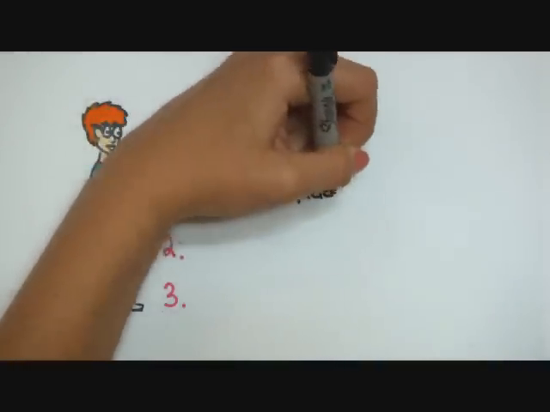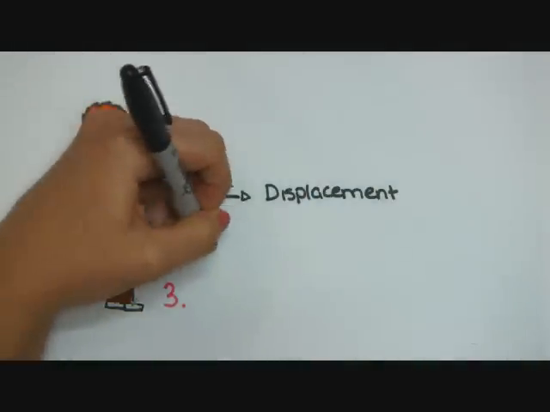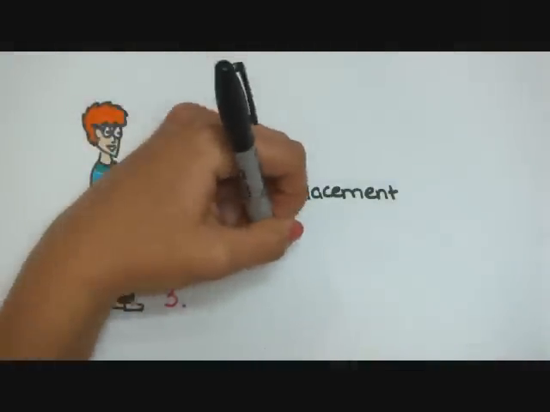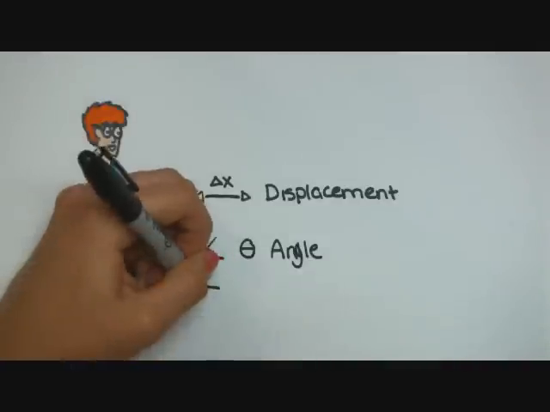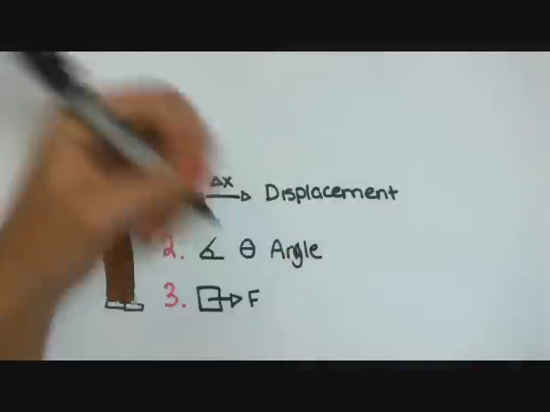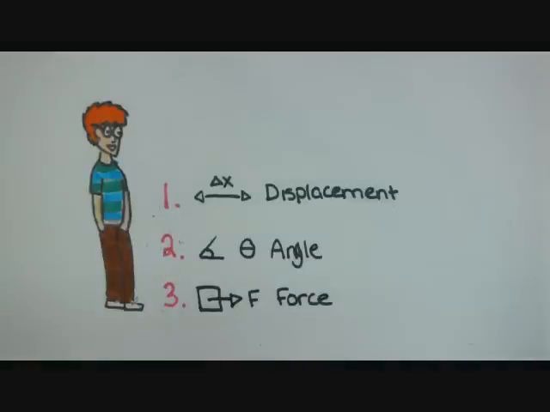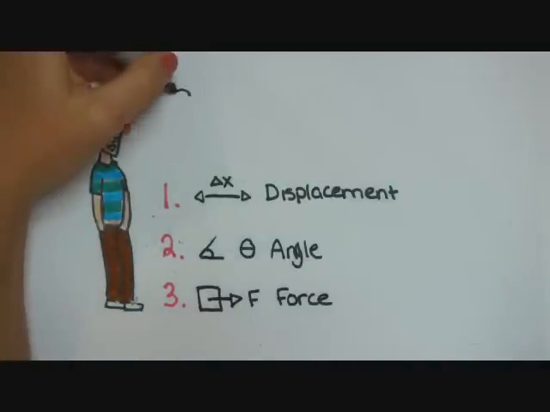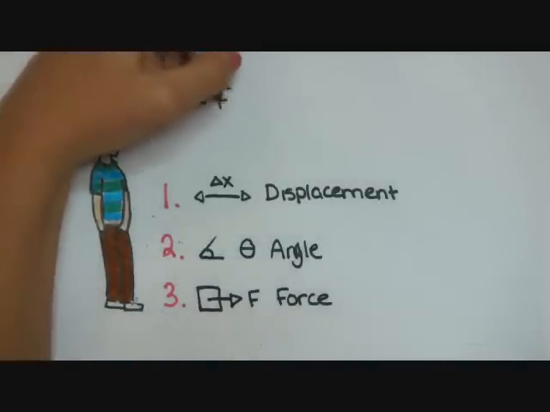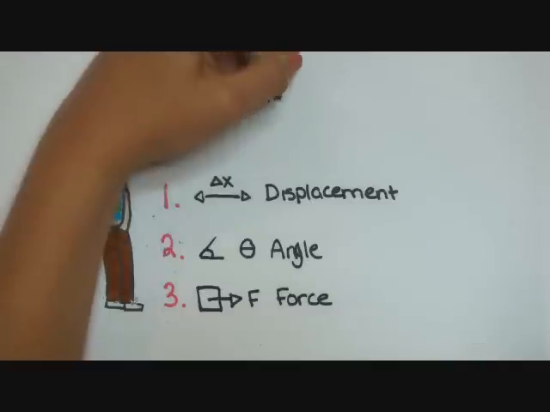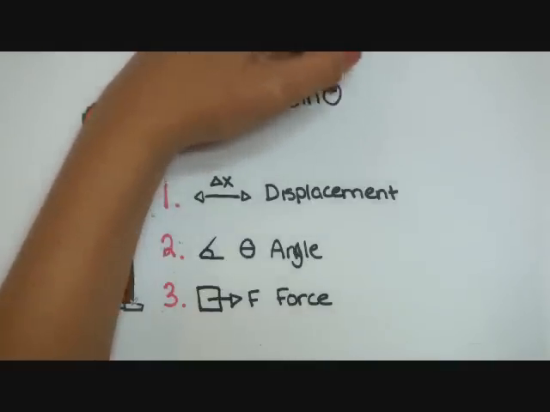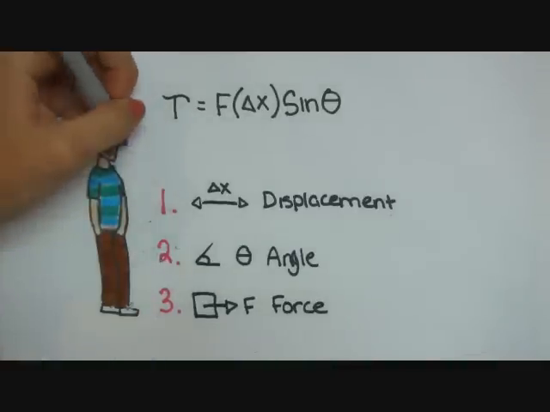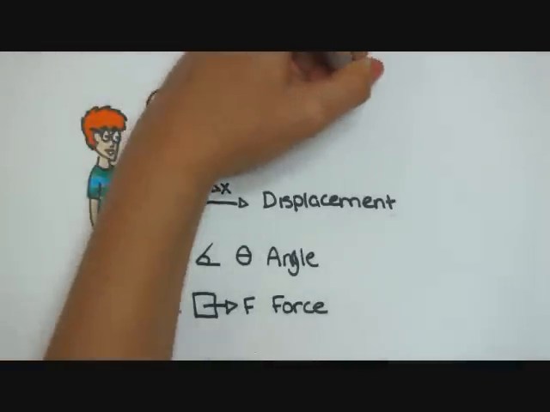1. Displacement, or in this case, the length of the lever arm. 2. The angle in which the force is being exerted. And 3. The amount of force applied to the object. The equation used to find torque from those 3 things is T, torque, equals force times distance times sine of the angle.